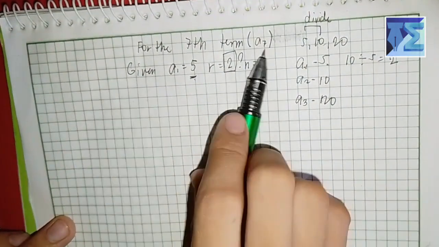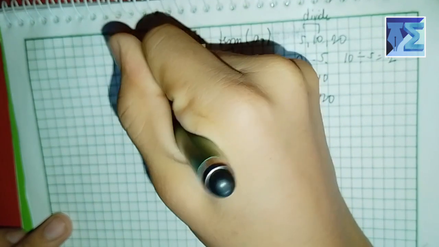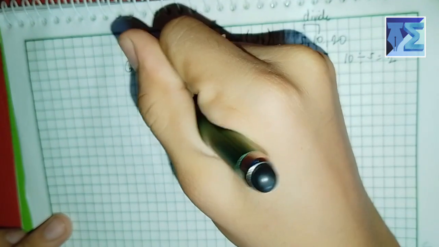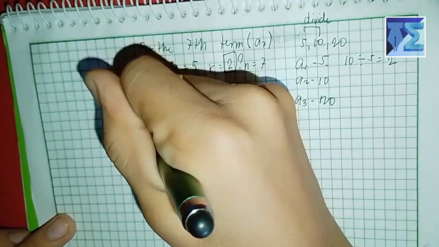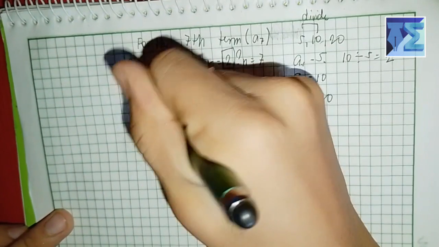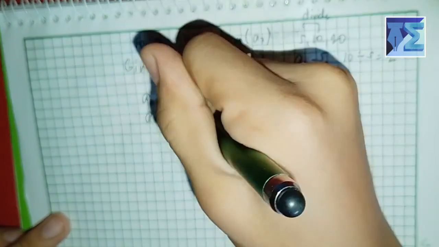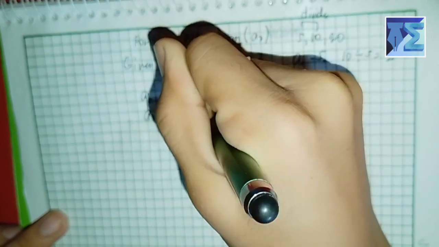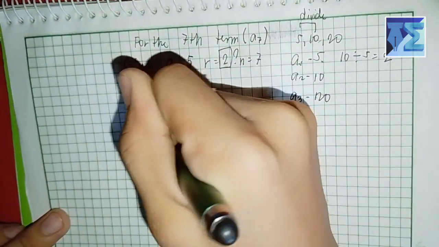So, the formula used is a sub n equals a sub 1 times r to the n minus 1. So, a sub n is a sub 7. The value of a sub 1 is 5, and the value of the ratio is 2. So, the value of n is 7.